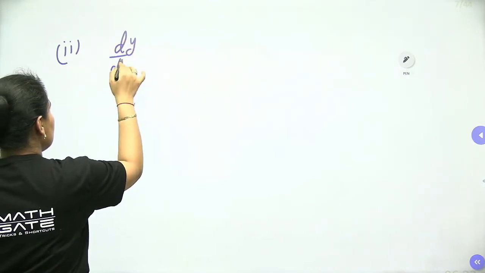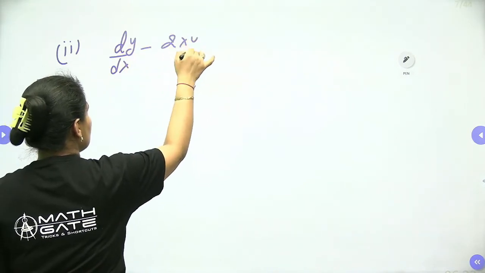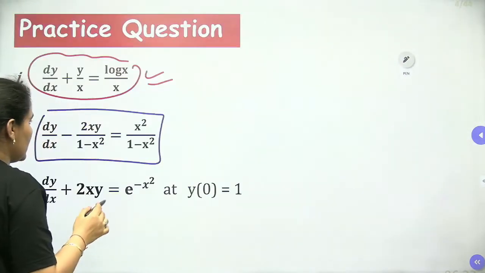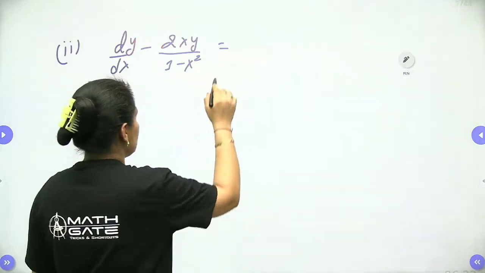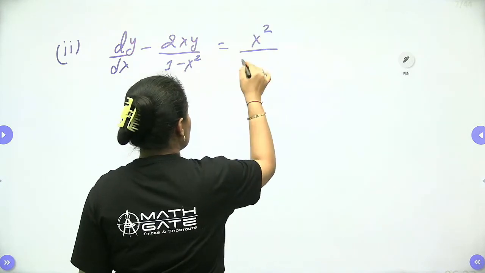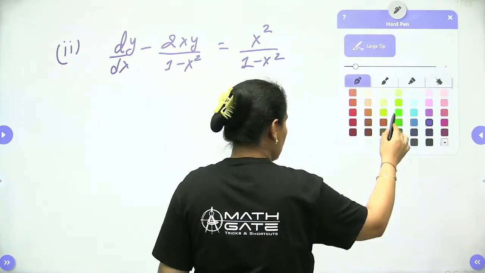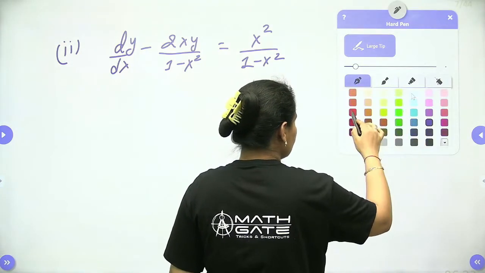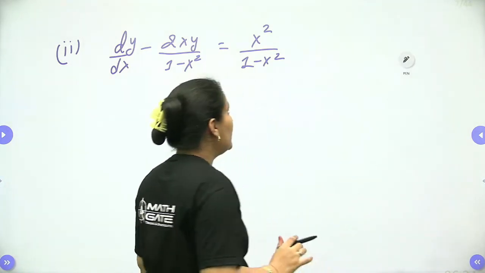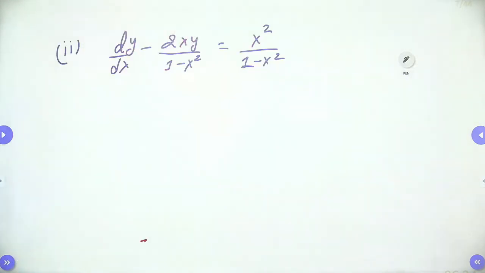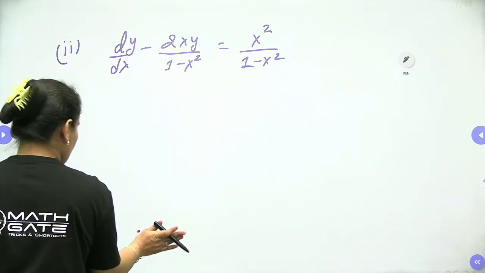dy by dx minus 2xy by 1 minus x square is equal to x square by 1 minus x square. Okay, now let's approach it, guys. dy by dx minus 2xy by 1 minus x square is equal to x square by 1 minus x square.